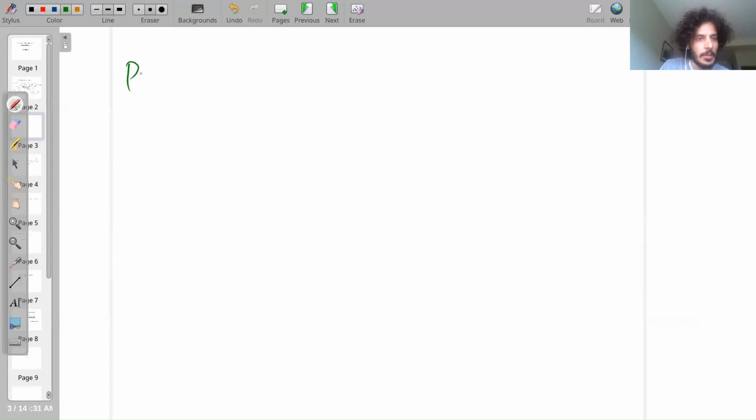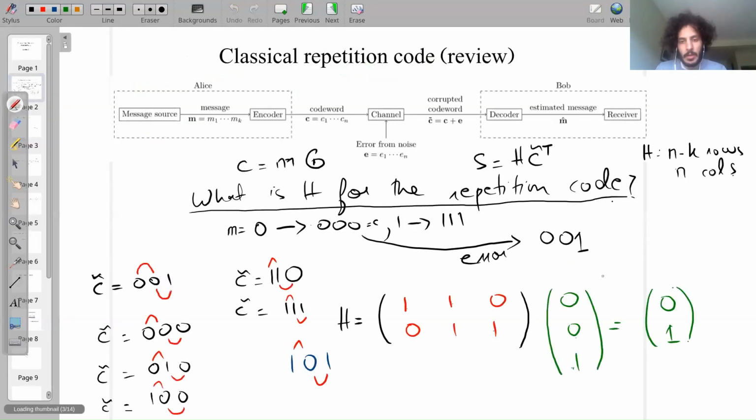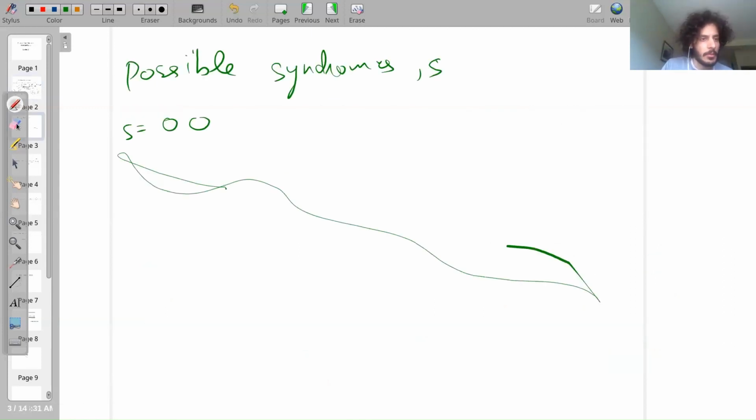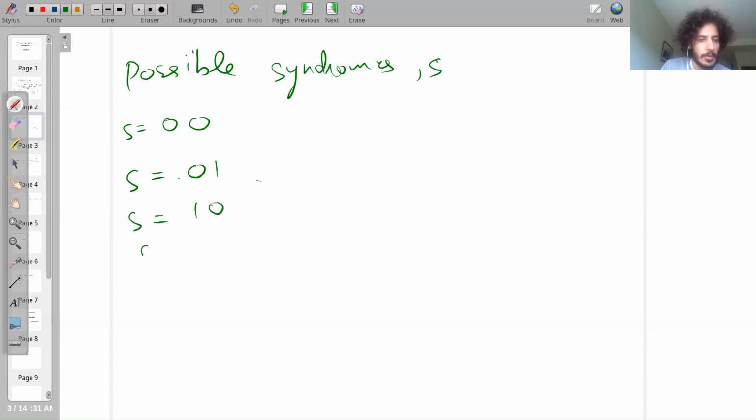So what we will end up getting is that possible syndromes are 0, 0. Again, I'll start writing them as bit strings, right? So over here, this was my S. So S equals to 0, 1, S equals to 1, 0, S equals to 1, 1. So you can compute that this means no error.